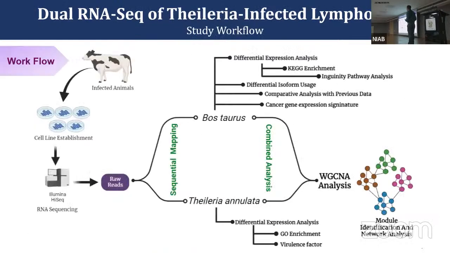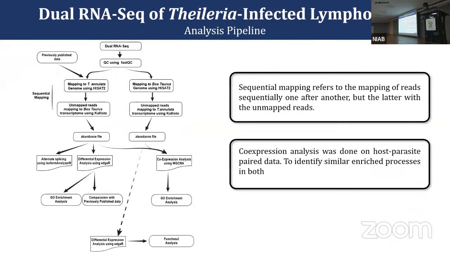So this is the study workflow where I have taken infected samples and then established the cell lines, and then these are taken forward for RNA sequencing. Now we have analyzed both Bos taurus and Theileria annulata, and different analyses were performed for both species, as well as some combined analysis where we can identify the processes that are enriched in both host and parasite.